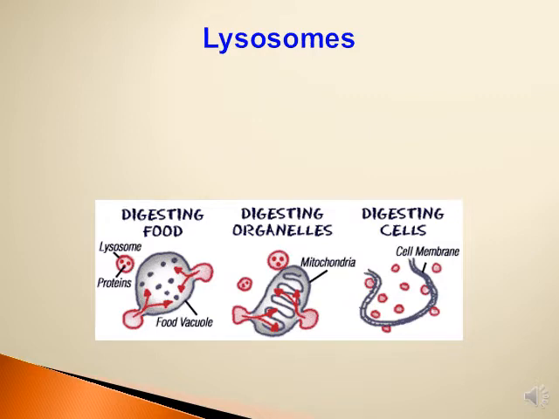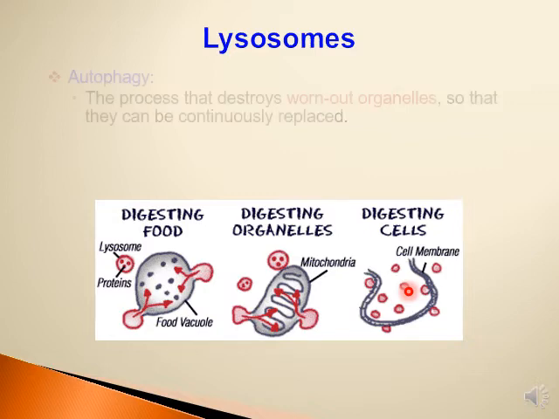Here we can see the different functions of a lysosome. They can help in the digestion of food, they digest organelles, and they even digest aged cells from the interior. They release their content inside the cytoplasm, and this will start the digestion of the cell itself.